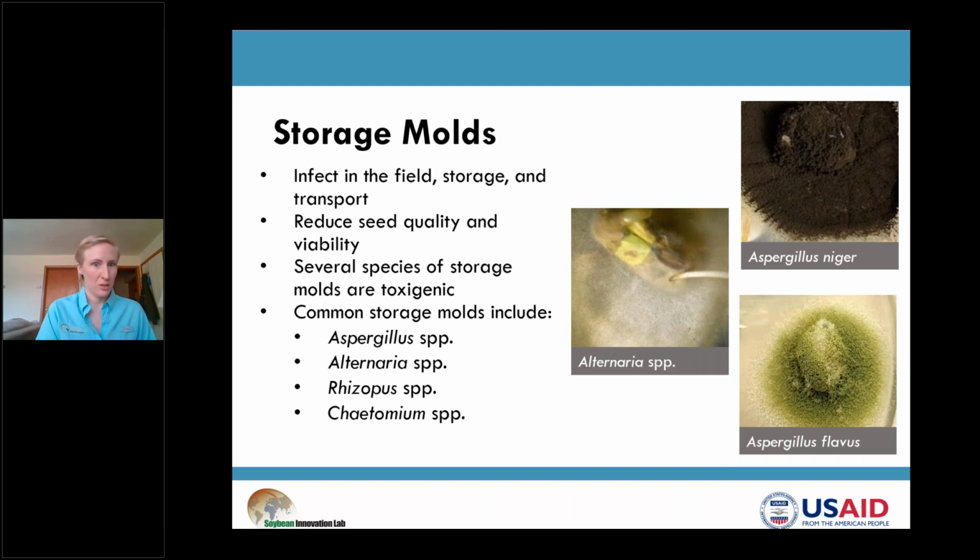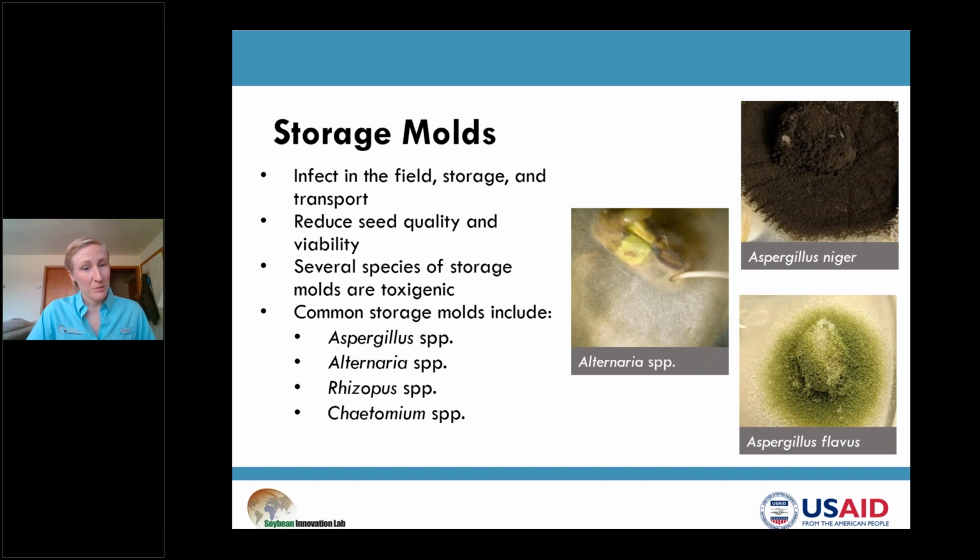I've also been seeing a lot of storage molds. That includes Alternaria and Aspergillus species. These can infect in the field and in storage or transport, and they mostly thrive in storage and transport conditions if they're not ideal. If you have storage conditions that are a little too humid or a little too warm, you're going to see an increase in these storage molds when you do your platings.